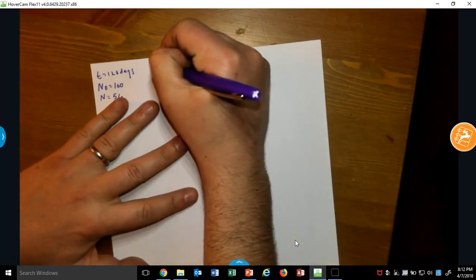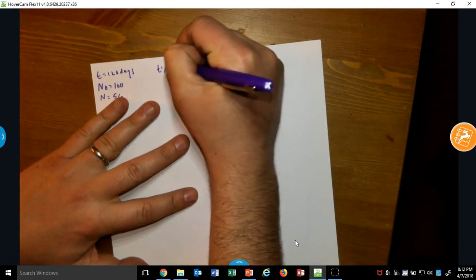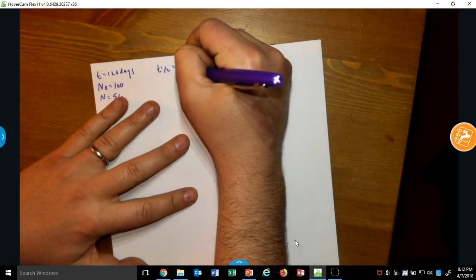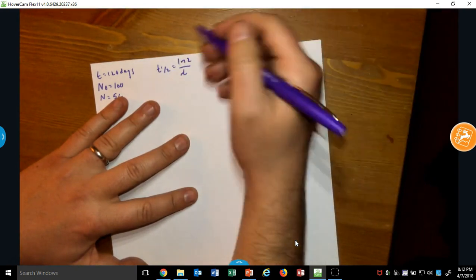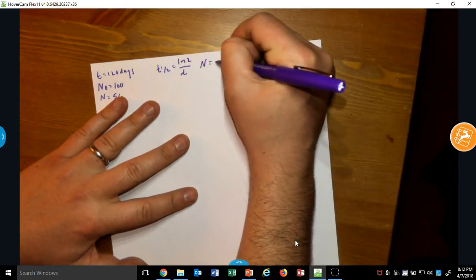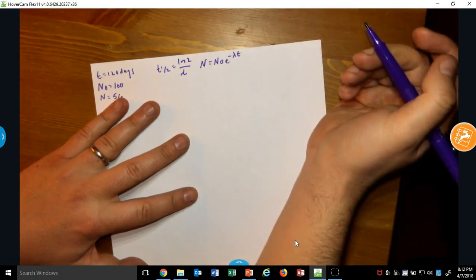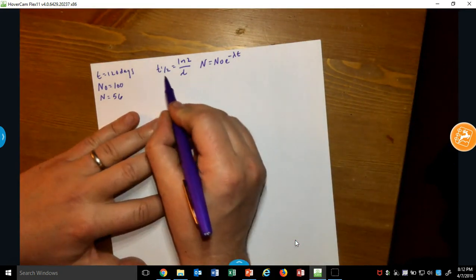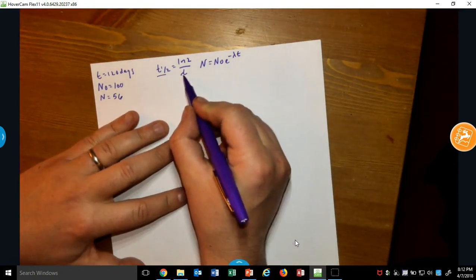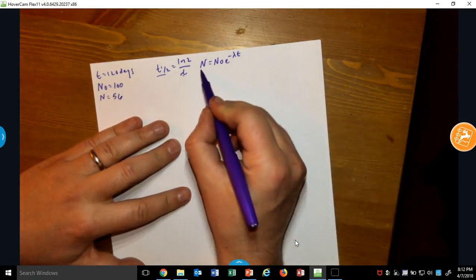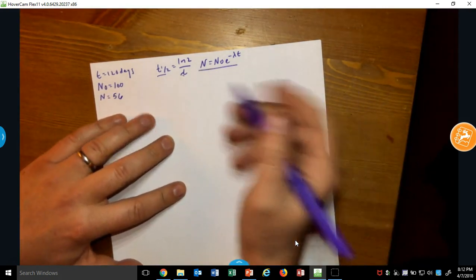Alright, so we have our two equations. Half-life equals the natural log of 2 divided by lambda, and N equals N0 times e raised to the negative lambda t. So I'm asked to find the half-life. If I have lambda, that will be a piece of cake, but I don't have lambda, so I'm going to have to use this equation to find it.